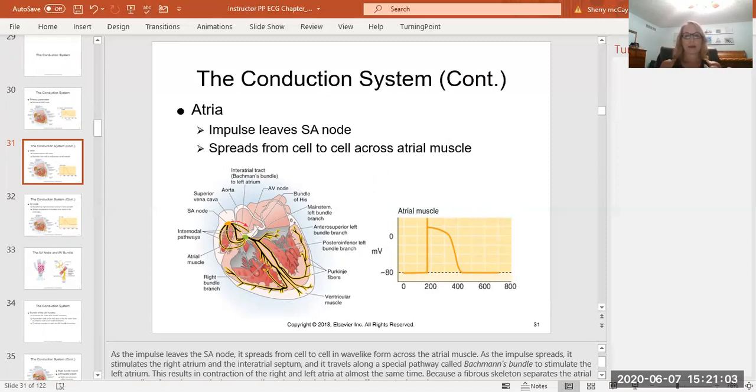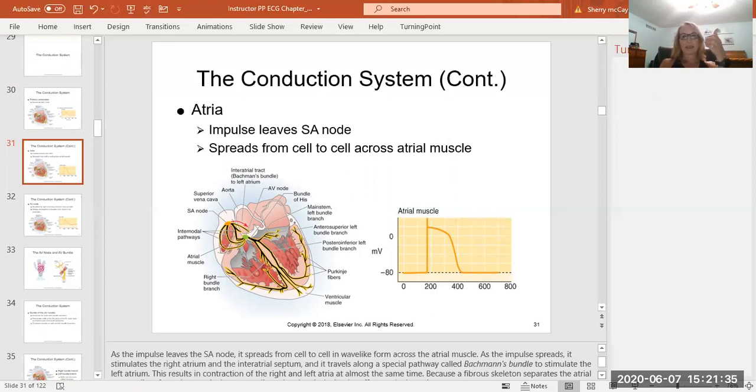So the SA node is the pacemaker, and the impulse leaves the SA node and spreads cell to cell, and then it goes through the bundle to stimulate the left atrium next. This is going to cause a contraction in the right and left atrium at the same time.